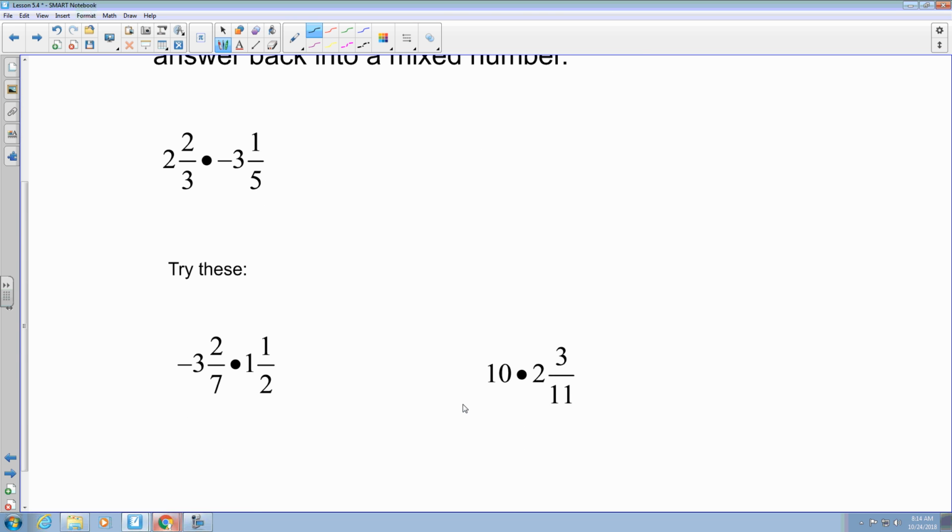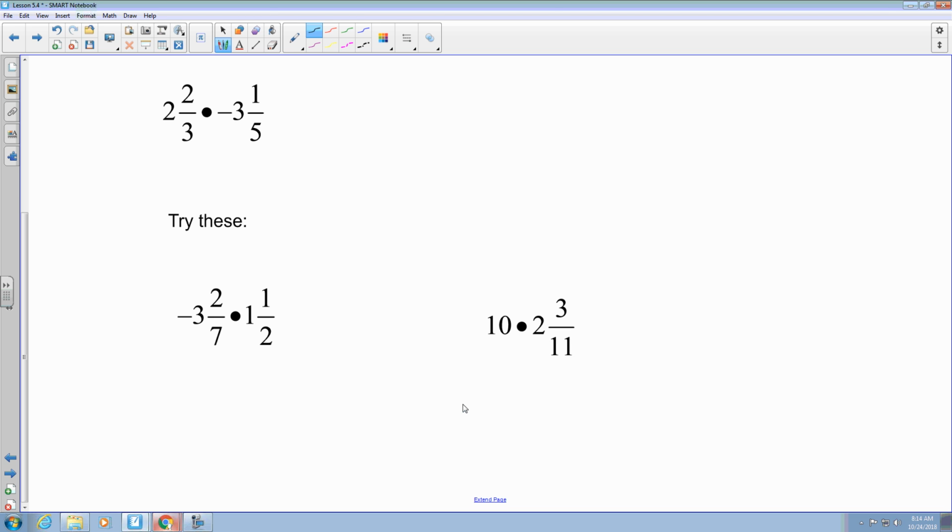Okay, so let's look at this one. This one's a little bit different because we have an integer. Like I said, always rewrite it as a fraction. And so in this case, I can write it as 10 over 1. And then it'll get multiplied by the improper fraction. So I got 11 times 2, which is 22, and then 23, 24, 25. So 25 over 11.